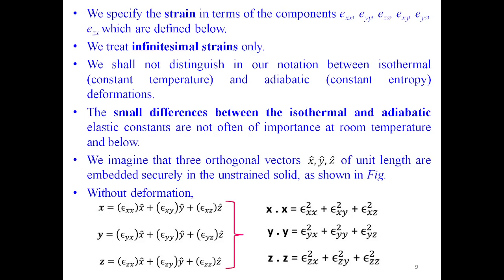So we imagine that three orthogonal vectors x, y, z of unit length are embedded securely in the unstrained solid, as shown in the figure. The figure will be shown in the next slide. So without deformation, x equals epsilon xx into the orthogonal unit vector x cap, plus epsilon xy y cap plus epsilon xz z cap, and y could be represented as epsilon yx x cap, epsilon yy y cap plus epsilon yz z cap. Similarly for z. And let's take the dot product of x, y and z. So here x dot x gives epsilon squared xx plus epsilon squared xy plus epsilon squared xz. Similarly y dot y and z dot z.